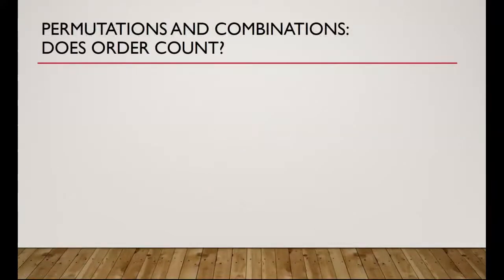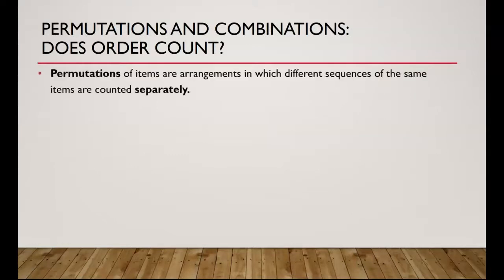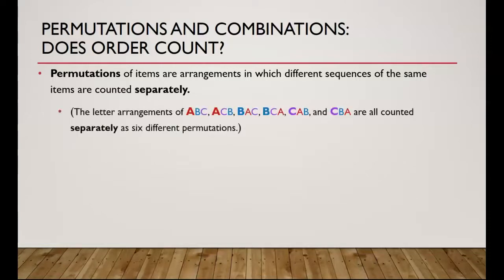Permutations and combinations: how they're different. Permutations of items are arrangements in which different sequences of the same items are counted separately. The six arrangements of A, B, and C are all counted separately as 6 different permutations.